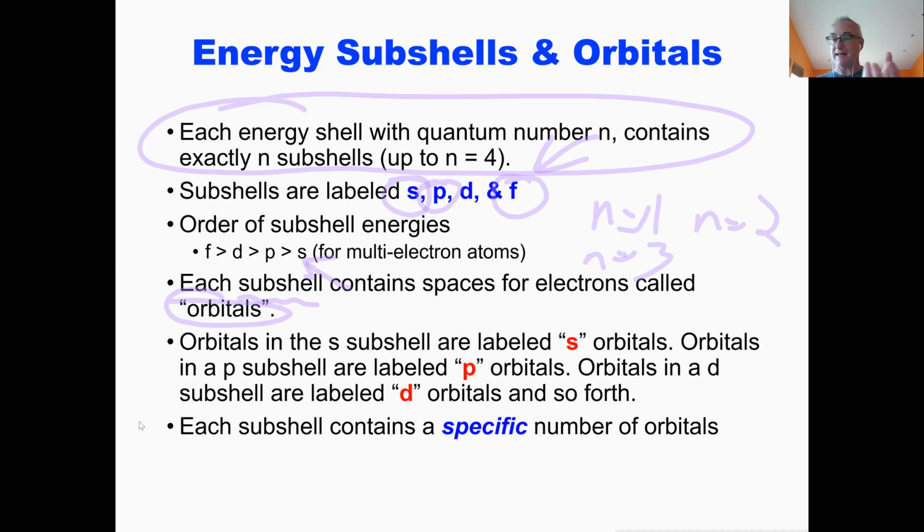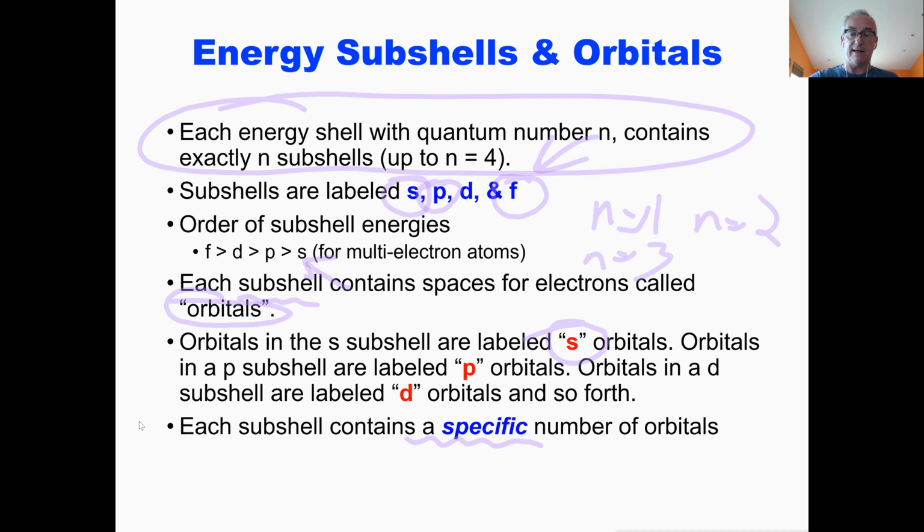So orbitals in the s subshell, well, we just call them s orbitals. P orbitals, d orbitals, f orbitals. It just tells you where the electrons are. And each subshell has a very specific number of orbitals, and that comes from the third quantum number, the orbital quantum number. It tells you how many there are.